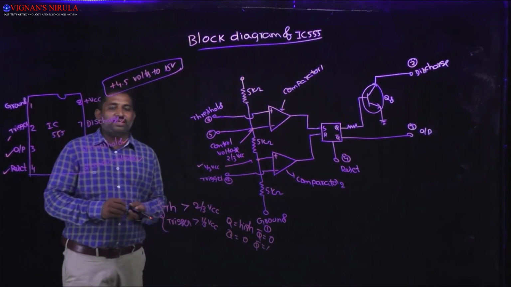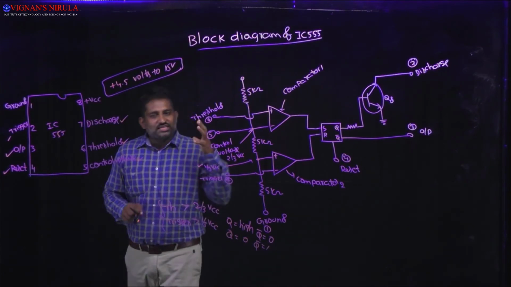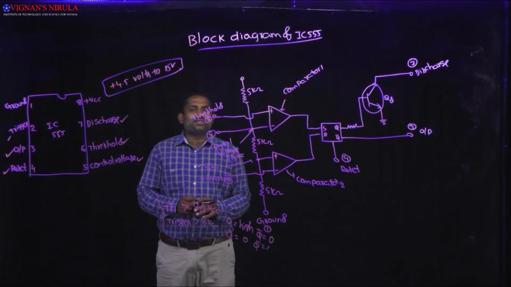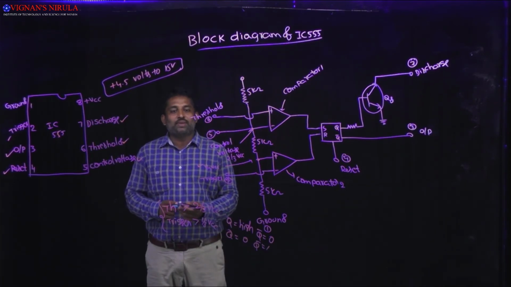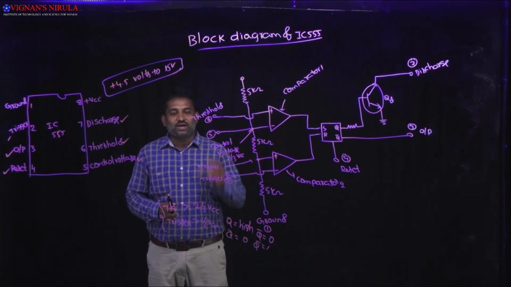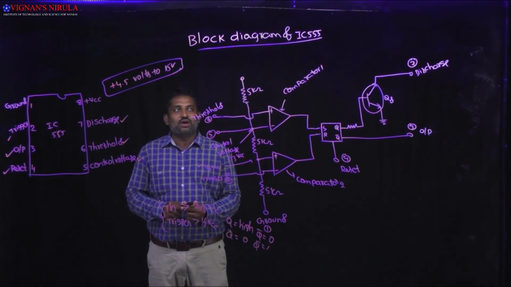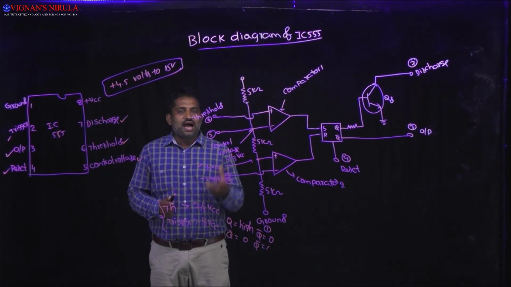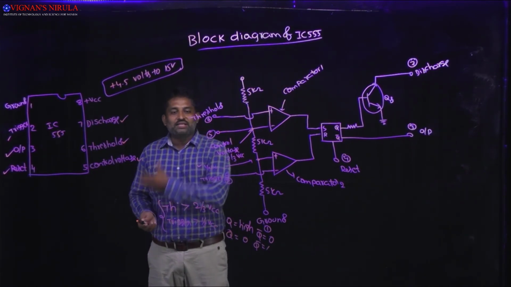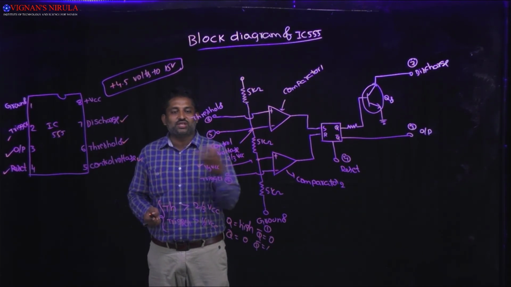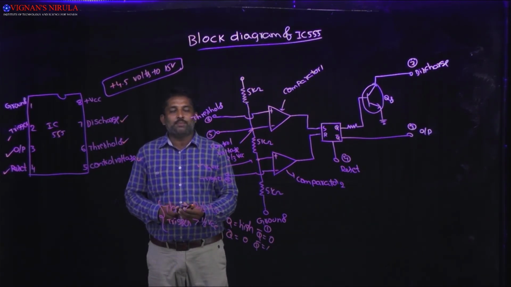Okay, you know well what happens when threshold is less than 2/3 VCC and trigger is less than 1/3 VCC. With this background of IC 555, we can easily explain the monostable multivibrator using IC 555 as well as the astable multivibrator using IC 555. That's why I say IC 555 is a very important device used for timing applications. We may use it in multivibrators for the generation of timing applications.